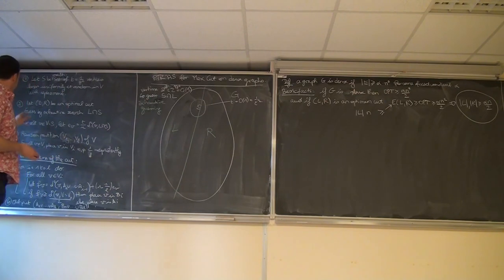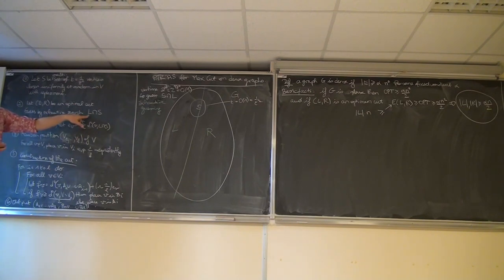In fact, this is not exactly what you do here. I wrote: guess by exhaustive search L intersected with S. What do I mean by that? You try all possibilities for L intersected with S, and then instead of outputting one cut here, you output the best among all the ones that you've tried.